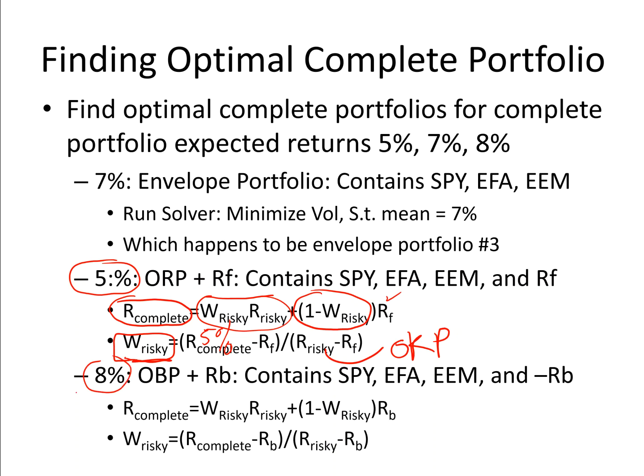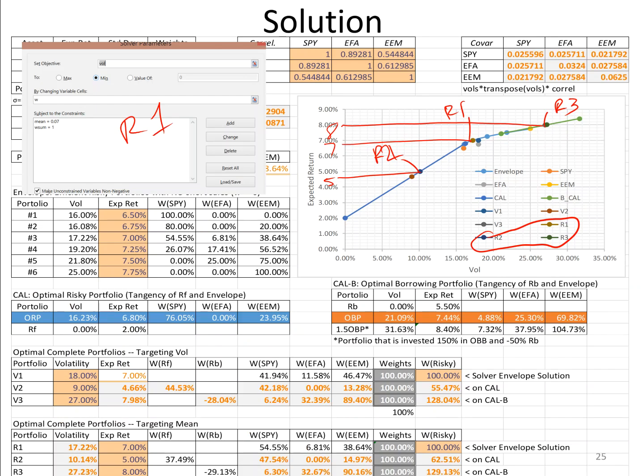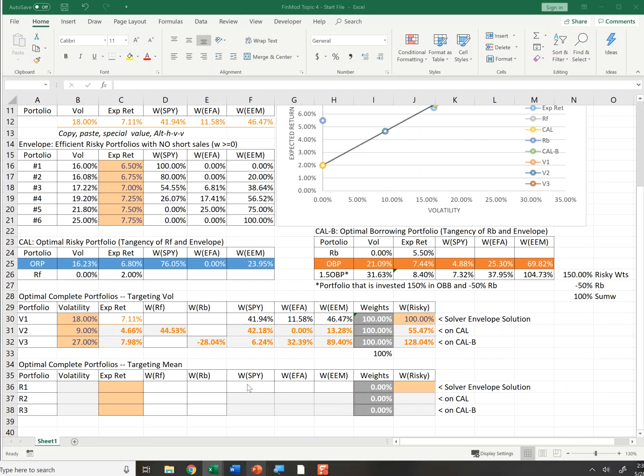For the 8% expected return portfolio, I'm going to use the same equation. I'm going to put in my 8%. I'm going to put in the expected return of the optimal borrowing portfolio, and I'm going to subtract off my RB. So let's go to the spreadsheet. The first portfolio has an expected return target. We'll do the first one of the 7%. Then we'll do the 5%. And then we'll do the 8%.